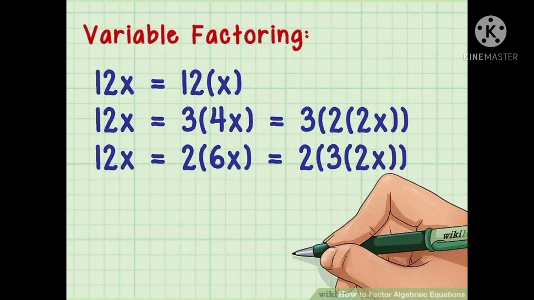We can go even as far as to factor 12x multiple times. In other words, we don't have to stop with 3 times 4x or 2 times 6x. We can factor 4x and 6x to give 3 times 2 times 2x and 2 times 3 times 2x respectively. Obviously, these two expressions are equal.